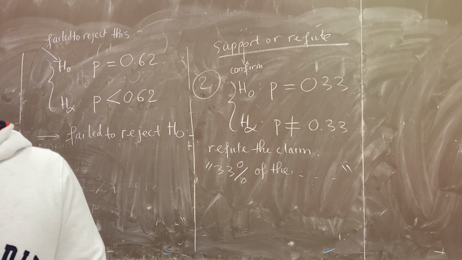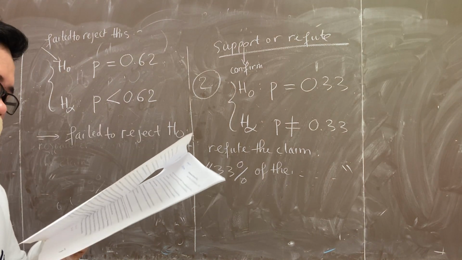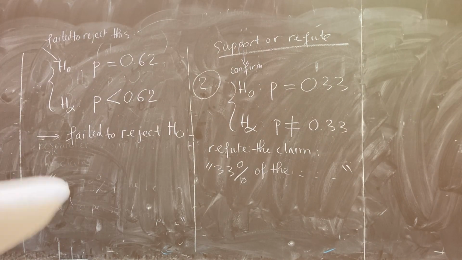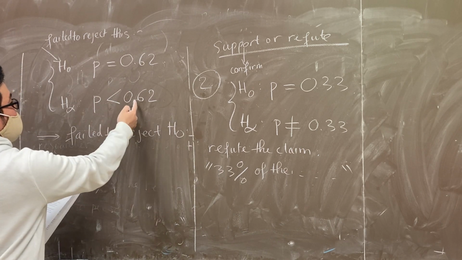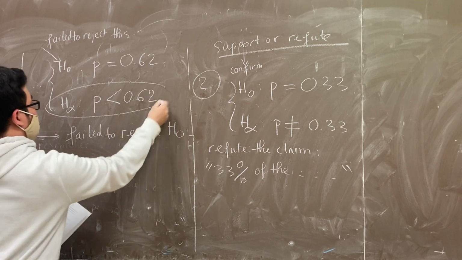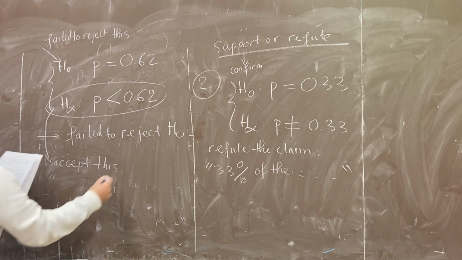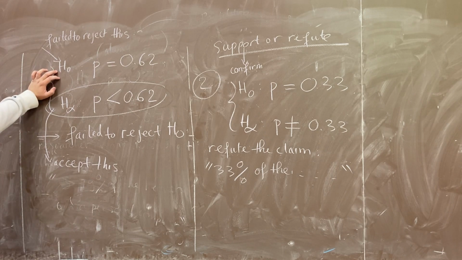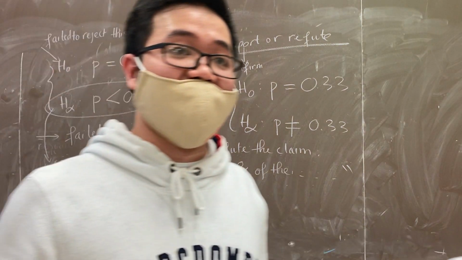A. Why do you choose A? Because it shows that the proportion is less than 62%. Okay, if you choose A, there is sufficient evidence, right? You have enough evidence to show the percentage is less than 0.62. That means that you accept it. When you accept it, you cannot reject this, right? So in this case, A is not correct. Okay, clear, right?